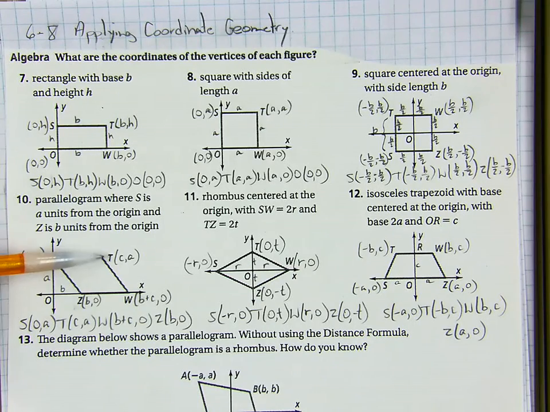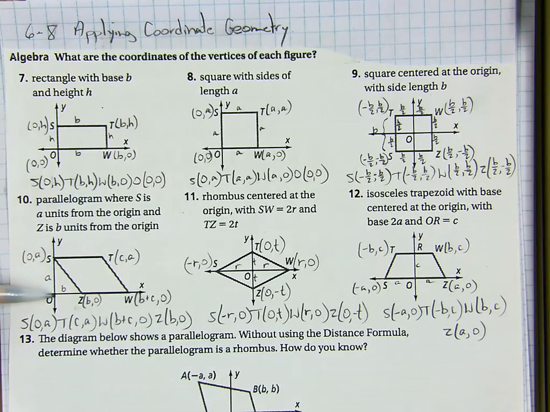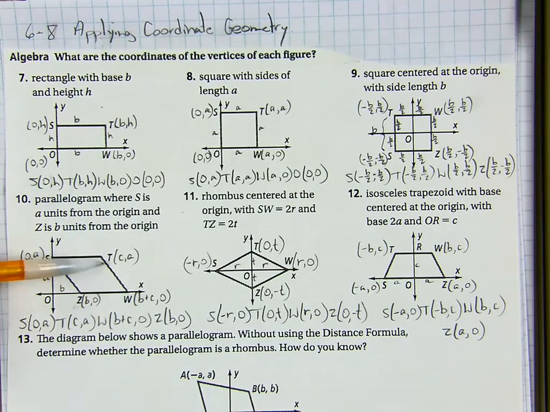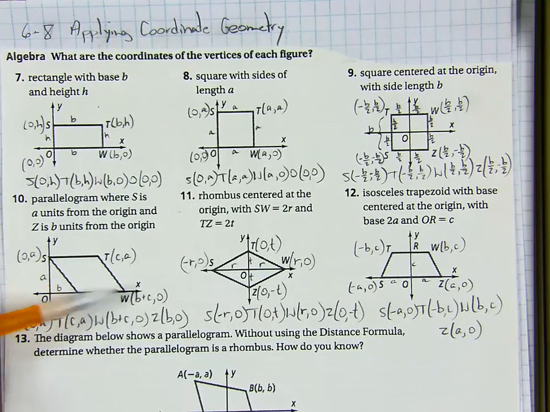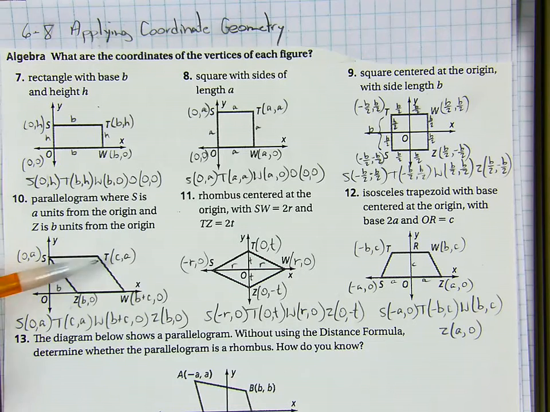Then I used the next one closest to the origin, T, and said I went over C, but I went up A because I went up the same amount I did for S. So I went over C and up A. And so when I'm figuring out the x coordinate for W, I go over Z plus C. Because when I said this was C, that's the length of this side, so it's also the length of this side. So I had B plus C, 0.